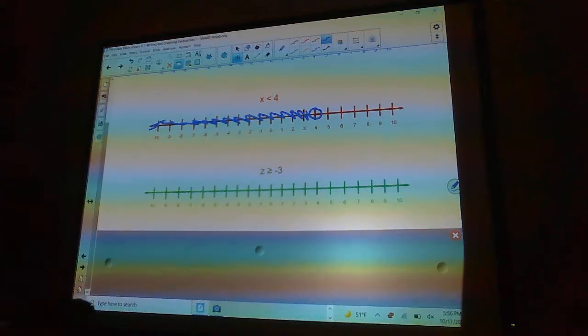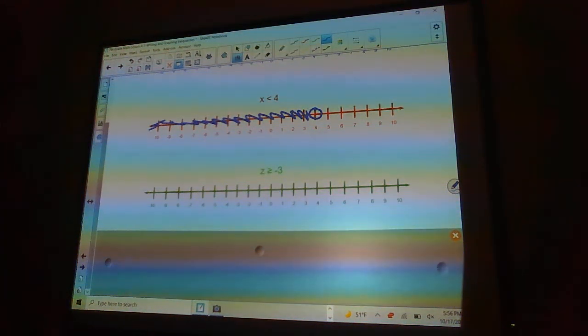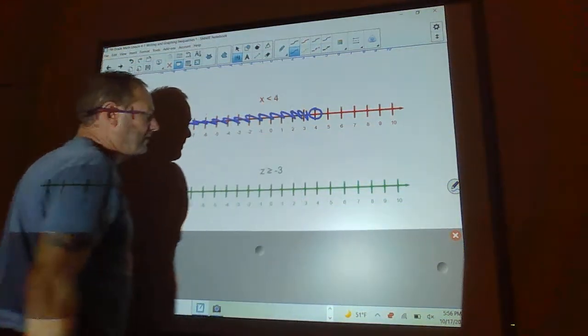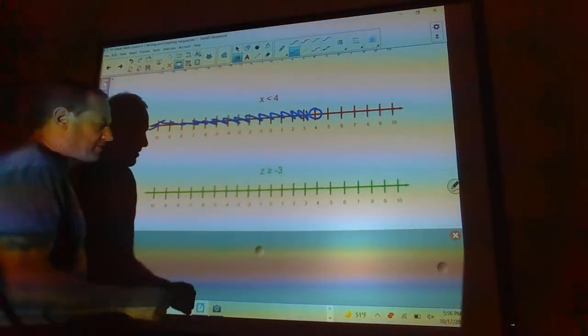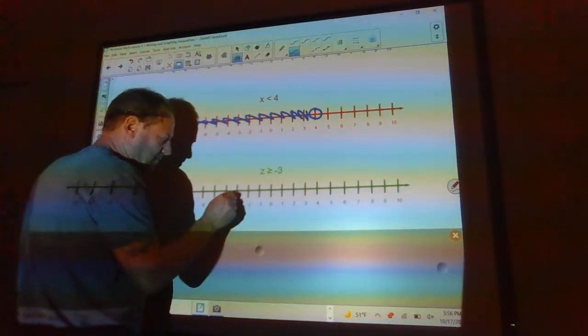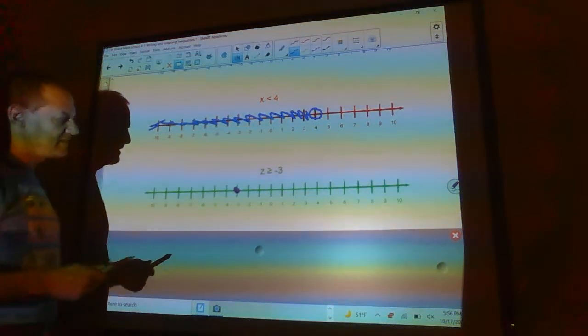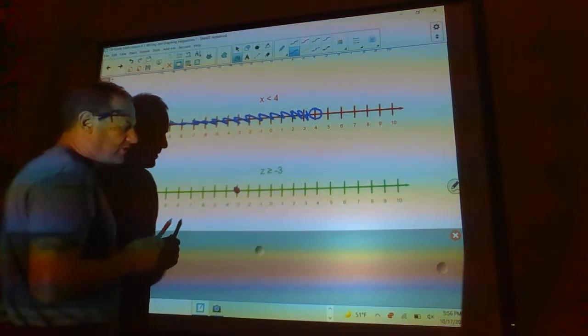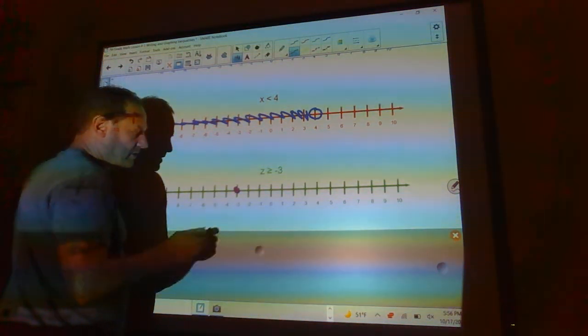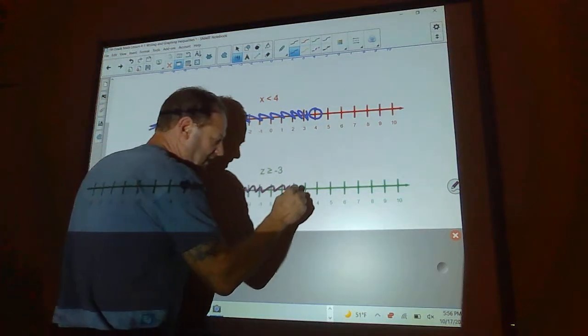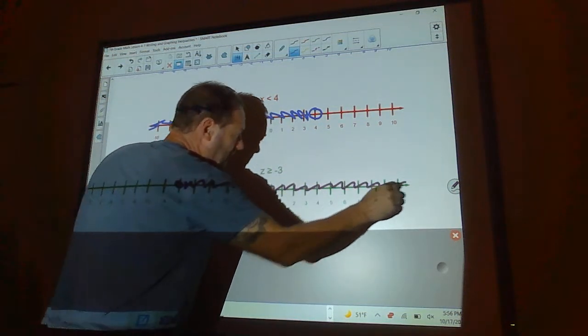Okay, here I've got z is greater than or equal to negative 3. Okay, when I do a greater than or equal to, I'm going to go to negative 3 because that's where it changes. I'm going to put a solid dot because that solid dot means that negative 3 is also a solution to this, okay? And I'm going to shade the greater than side over here, okay?